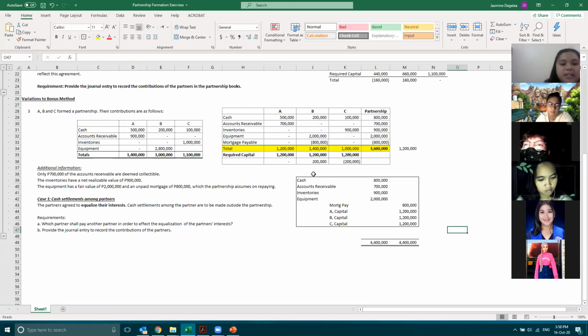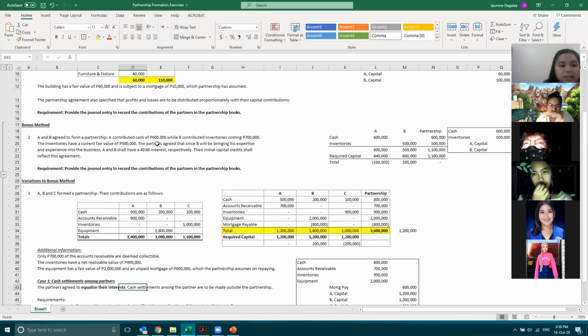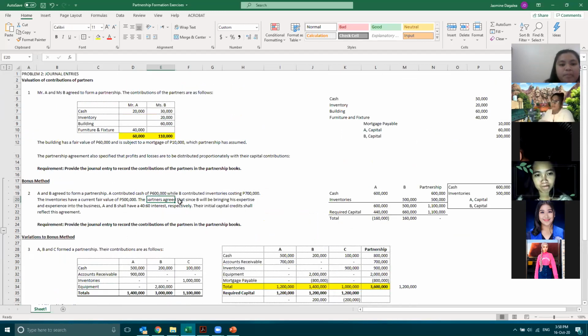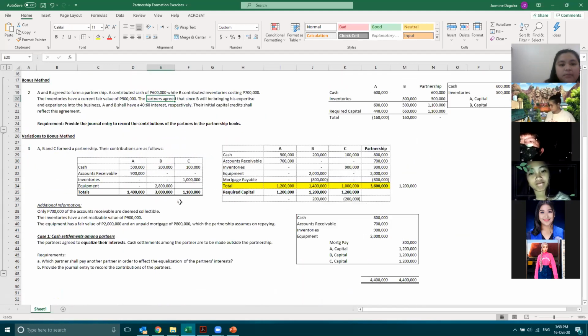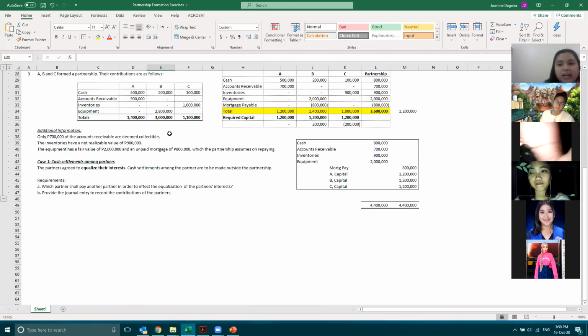Yan. I-state naman yan sa problem ito. Cash settlements among the partners are to be made outside the partnership. Sasabihin din dito, since B agreed will be bringing expertise, so they agreed na 40/60 yung interest credit sa kanilang partners capital account. I-guide naman kayo ng mga problems.